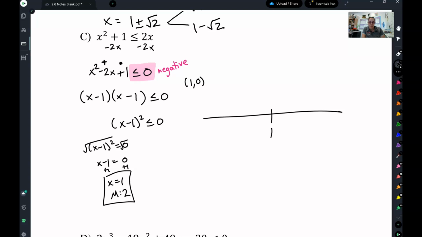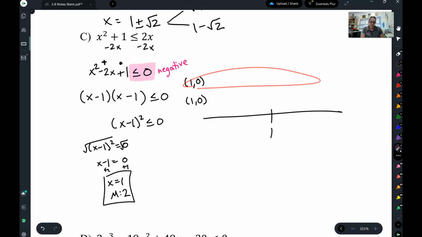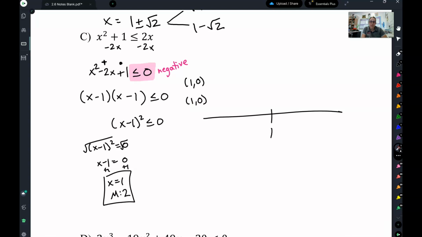Now what that means for your sign array is that you're going to list this x-intercept twice because it has a multiplicity of 2. So because it has that multiplicity of 2, we list it twice. If it was a multiplicity of 3, we would list it 3 times. If it was a multiplicity of 4, we'd list it 4 times. So because this has a multiplicity of 2, it's squared, it gets listed 2 times. So now we do our number lines.